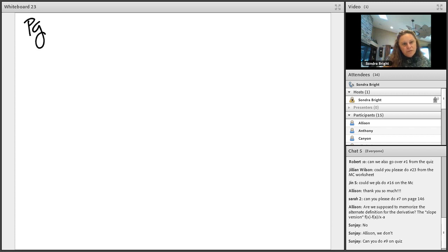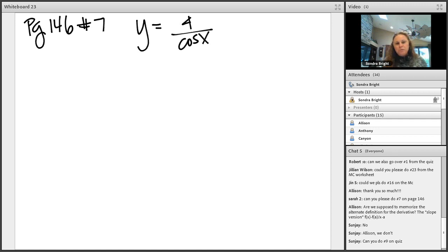You can do this two ways. They give you y equals 4 over cosine of x. So if you did quotient rule, it will work. It's just that 4 up top. When you take the derivative of 4, it's 0. So you just have to be careful on that. So you can do quotient rule.